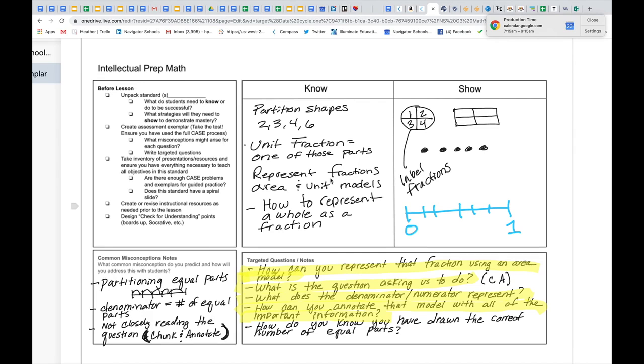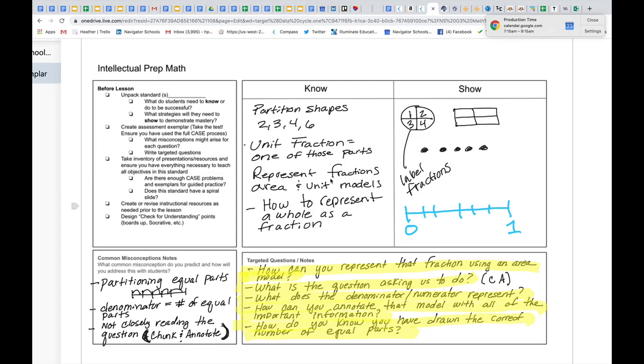And the last one is, how do you know you have drawn the correct number of equal parts? Well, if I saw a student's diagram and they didn't number the equal parts, there's one of two ways I could have gone about that. I could have either said, you need to number your equal parts, which is really me telling them what they have to do. But to put the onus back on them and really the heavy lifting back on them, I'm going to ask them the question, how do you know you've drawn the correct number of equal parts?